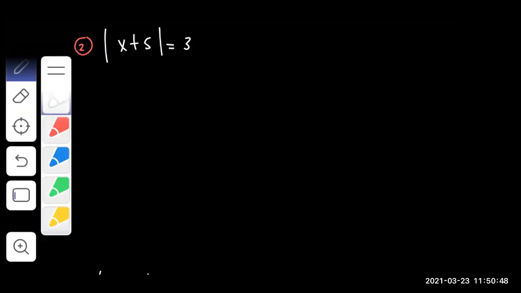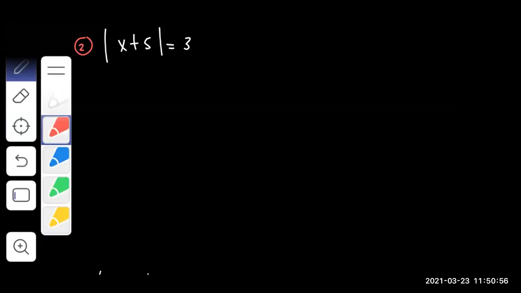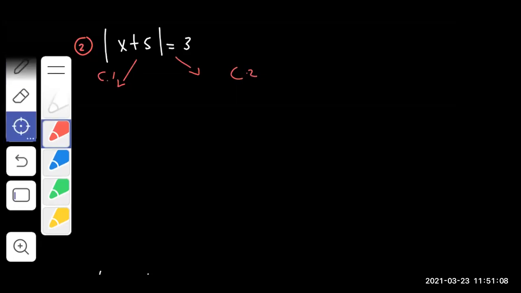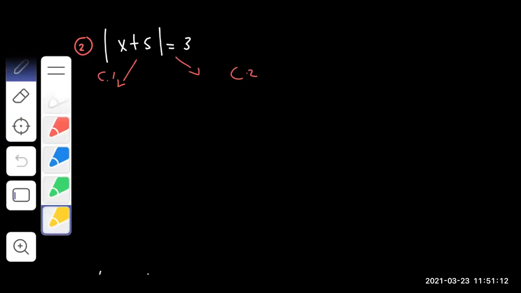Mentally, guys, maybe you can solve it, or you can't. Don't worry. The first thing you're going to do is take the two cases, because the absolute value has two cases. We're going to have case 1 and case 2. I'm going to copy. For the first case, you only need to copy what is inside, exactly what you got: x plus 5 equals.